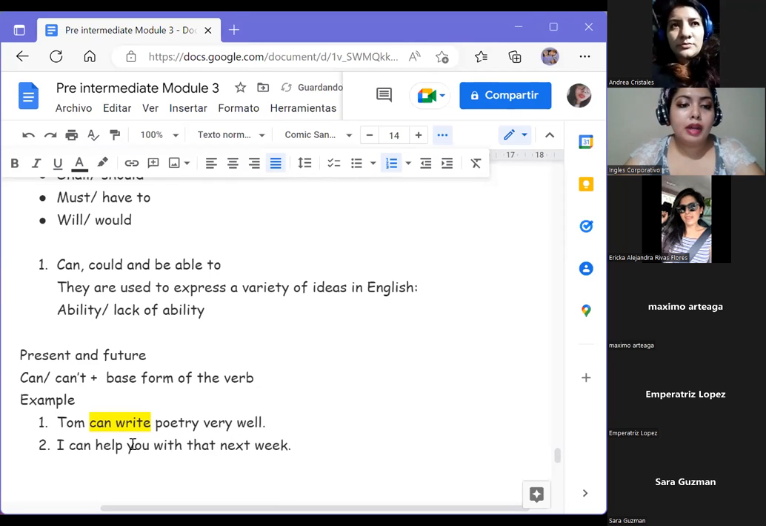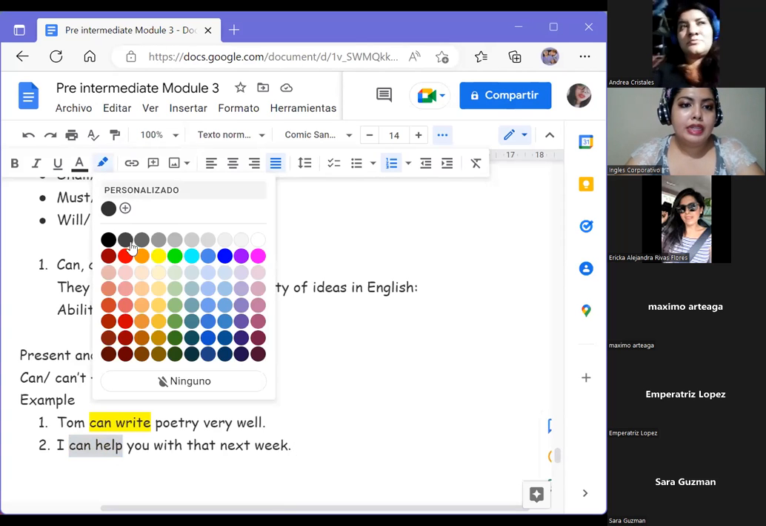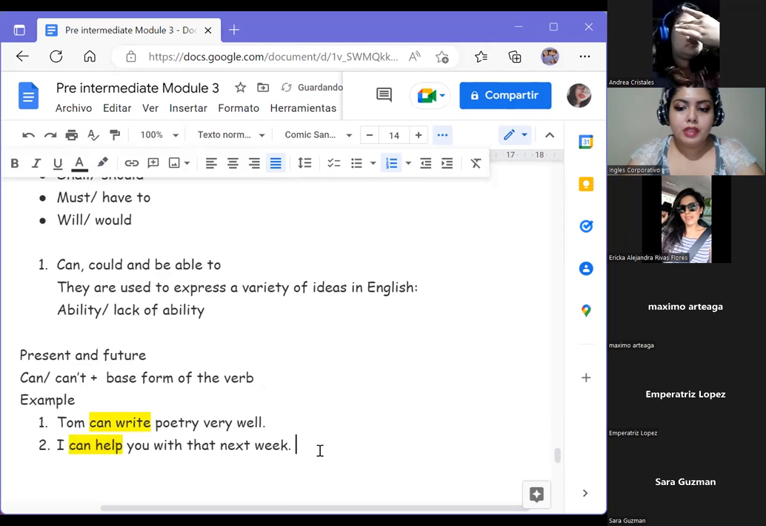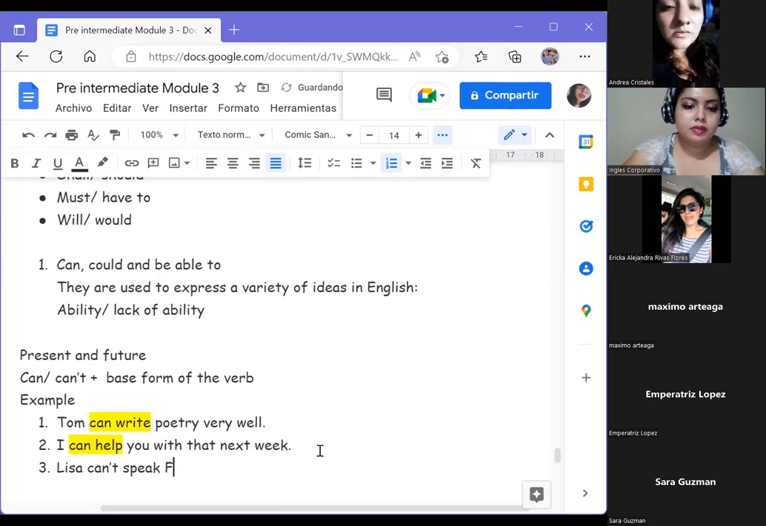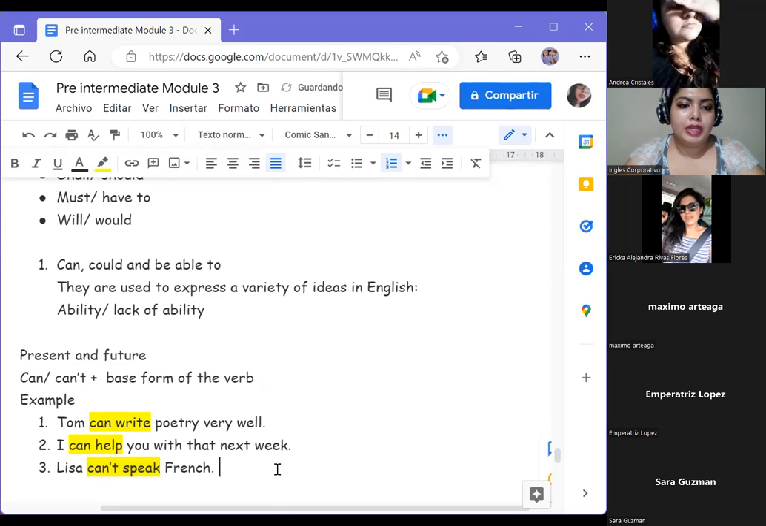Again, I'm going to mark the modal plus the verb, can help. And we have number three, and it says, Lisa can't speak French. So we have here, can't, and we have the verb, speak. So in that case, we have three examples for that structure.